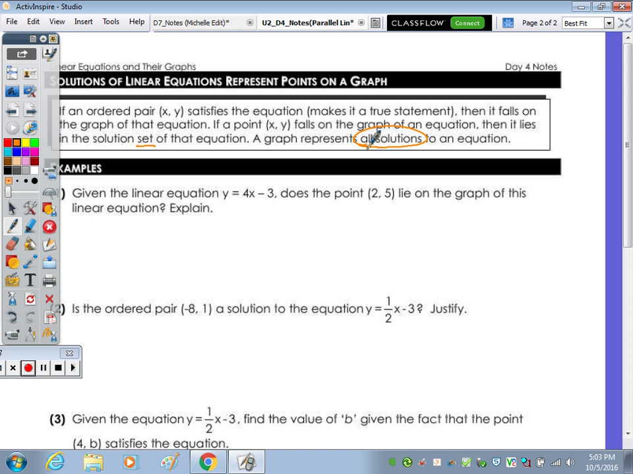So number 1, given the linear equation y equals 4x minus 3, does the point lie in the graph? Okay, so what we're going to do is substitute x is 2 and y is 5 into our equation. So does 5 equal 4 times 2 minus 3? Order of operations, multiply. So we get 8 before we subtract, and we end up with 5 equals 5. It works. Okay, so it came out to be true. So given the equation, does the point lie on the graph? Yes.